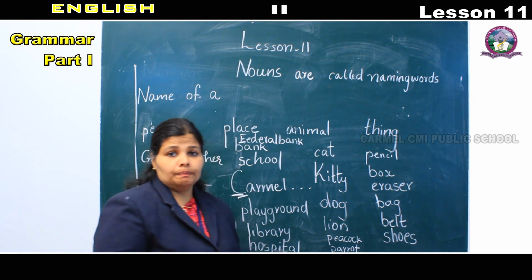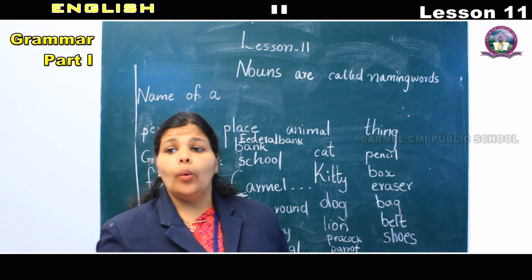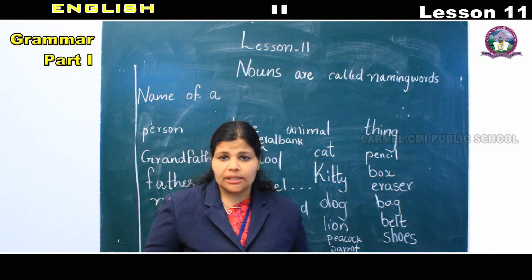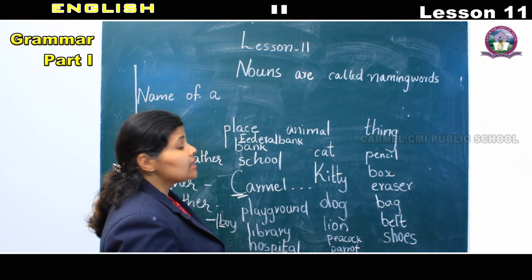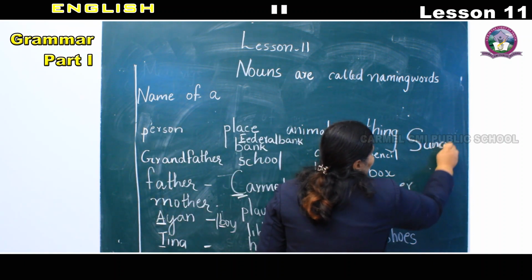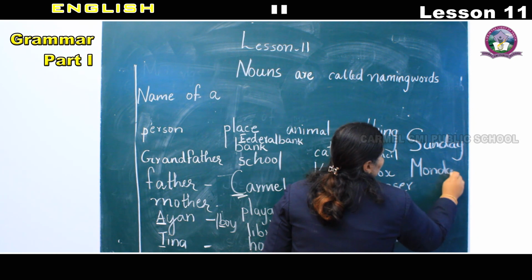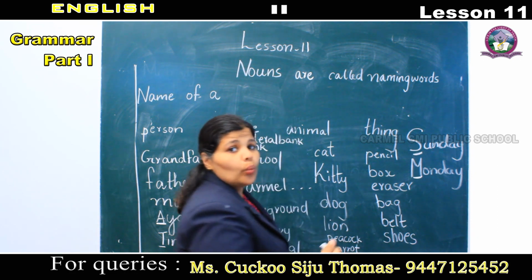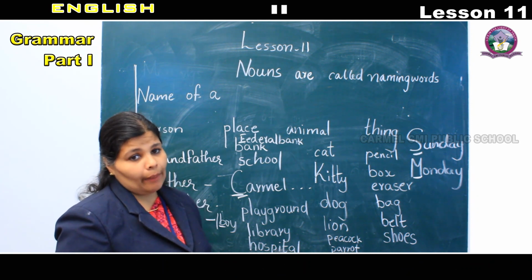Now, the days of the week. Which are the days of the week? Sunday, Monday, Tuesday, Wednesday, Thursday, Friday, Saturday. There are 7 days in a week. When we write the days of the week, we always write it in capital letter. For example, Sunday, Monday, all these we begin with capital letter. Same with Saturday. All the first letters begin with capital letter.